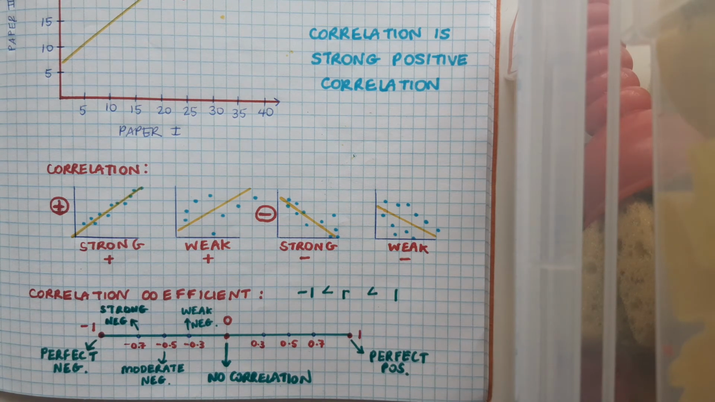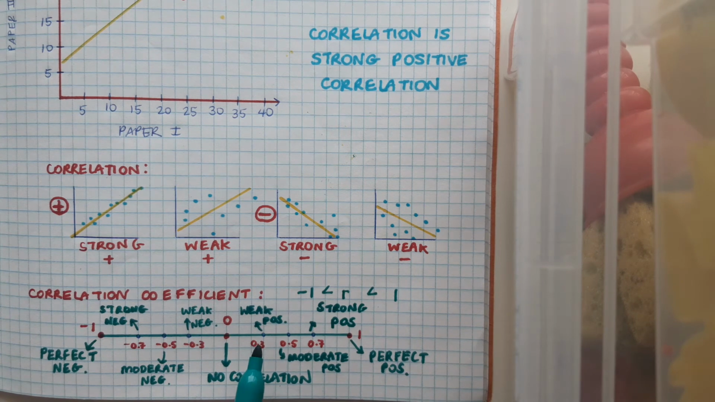And it's the exact same on the opposite side of the scale. 0.3 on the positive side can be considered weak positive. 0.5 can be considered moderate positive, and 0.7, getting closer there to the 1, is strong positive. Generally, if you're only given two options between strong and weak, if it's between 0.5 and 0, then you can consider it weak. And if it's between 0.5 and 1 on either side, you can consider it strong.